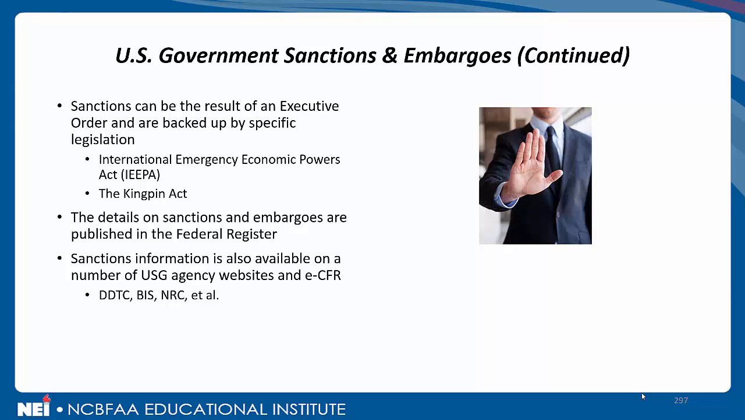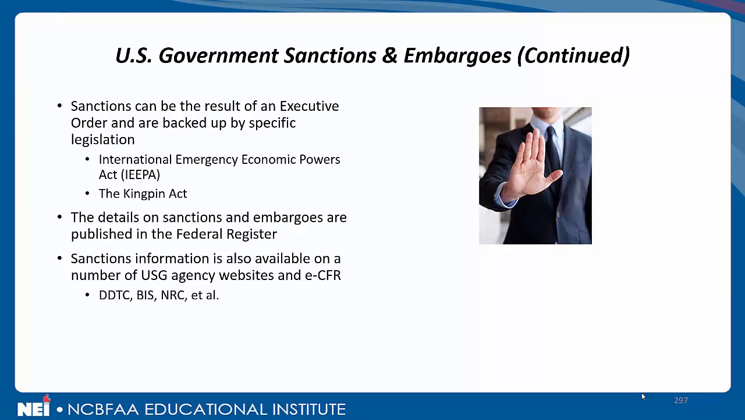A couple of examples here, not exhaustive, of legislation. The International Emergency Economic Powers Act. The U.S. government uses that quite frequently. And then another one called the Kingpin Act, clearly related to narcotics trafficking.